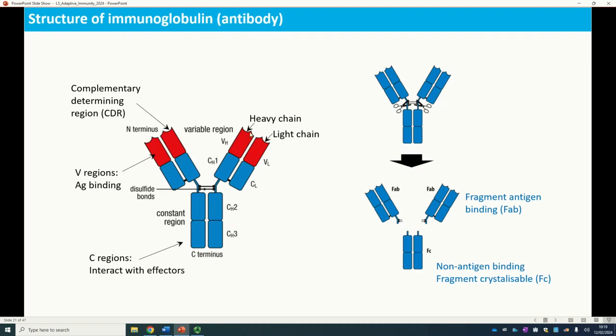So remember that in red are the variable regions, which give the antibody that unique structure. The blue regions are the constant regions. The antigen is binding to the antigen binding site on these variable regions, and we have two heavy chains, the longer chains here, and then a light chain stuck onto the side. And we've got two antigen binding sites, one on each arm, and they're identical in terms of their ability to bind to antigen.